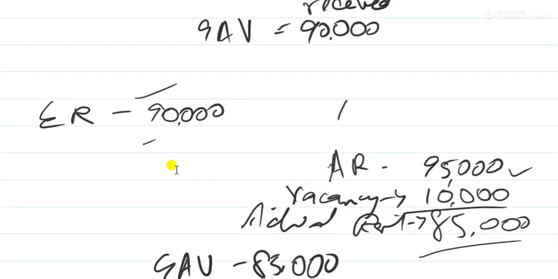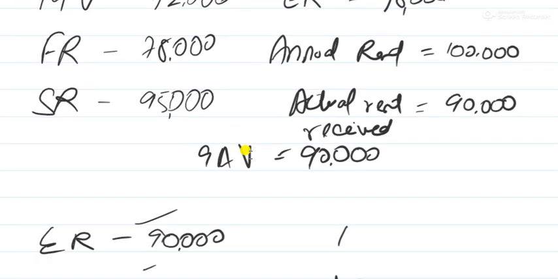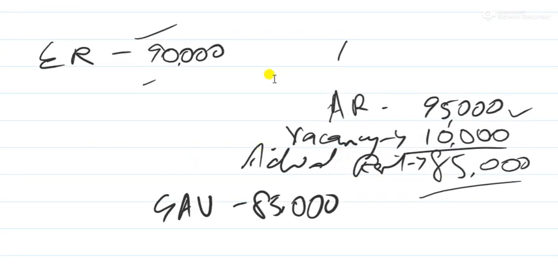However, in this one the expected rent is 90,000 and the annual rent is 95,000. So here the SSE is an honest one, and because of the vacancy his actual rent decreased. So 85,000 will be my gross annual value.